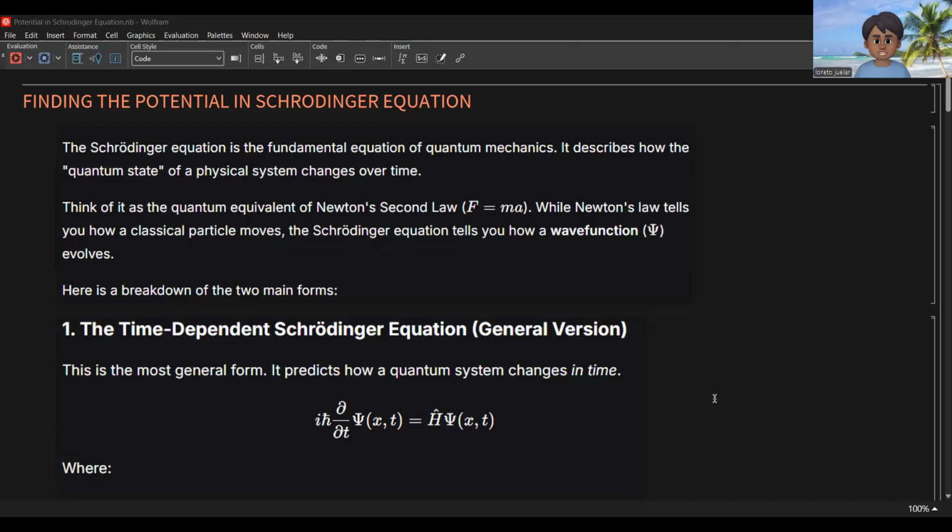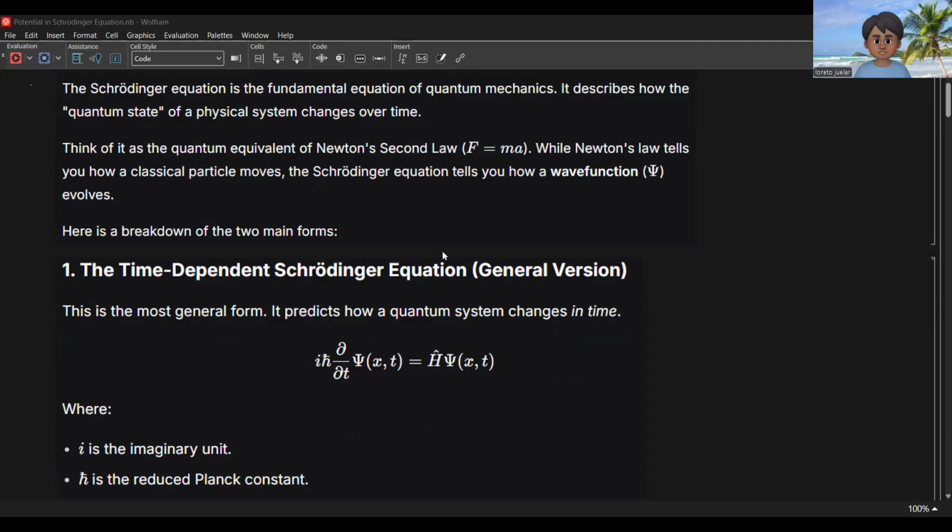Finding the potential in the Schrödinger equation. The Schrödinger equation is the fundamental equation of quantum mechanics. It describes how the quantum state of a physical system changes over time. Think of it as the quantum equivalent of Newton's second law: net force equals the product of mass and acceleration. While Newton's law tells you how a classical particle moves, the Schrödinger equation tells you how a wave function evolves.